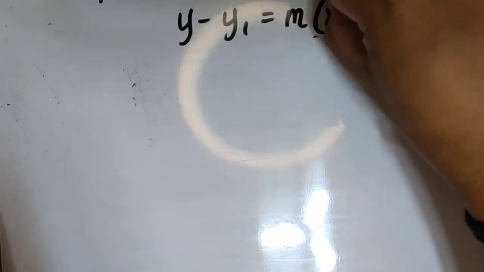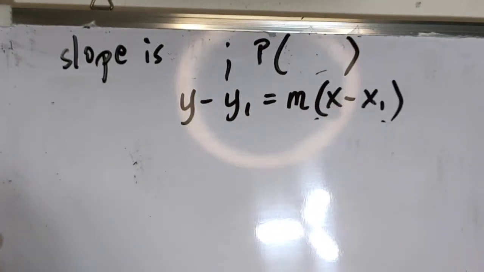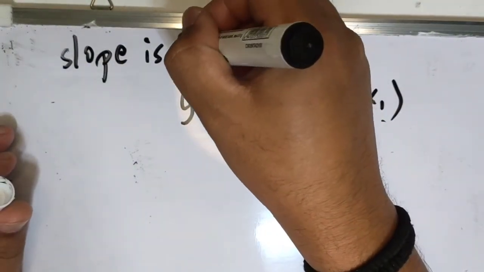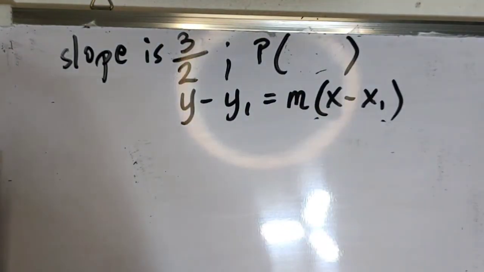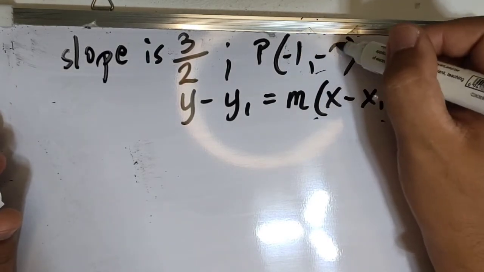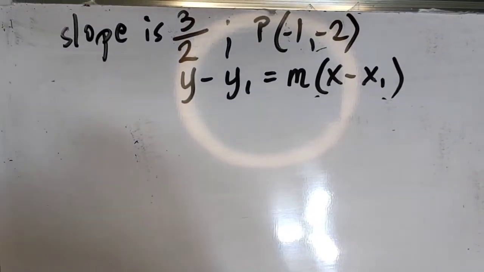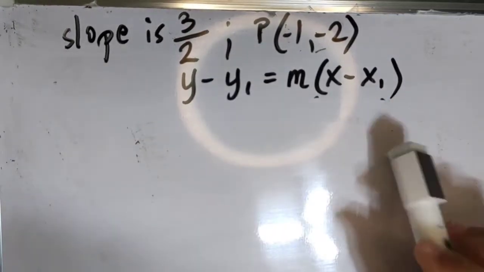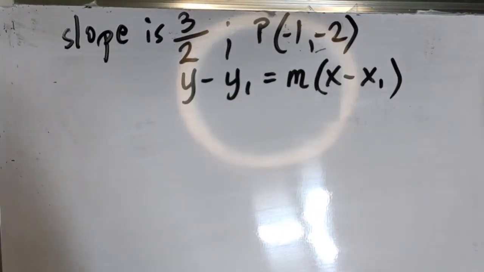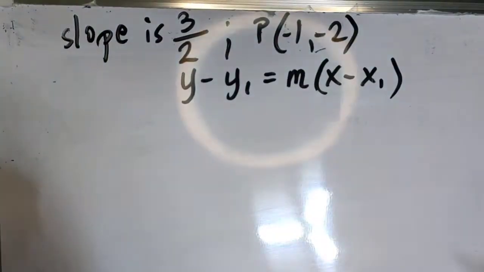Let's say we have a slope of 3 over 2 and it passes through the point negative 1, negative 2. So, ganun pa rin, no? We will just replace our unknowns dito ng mga given nating slope and point.